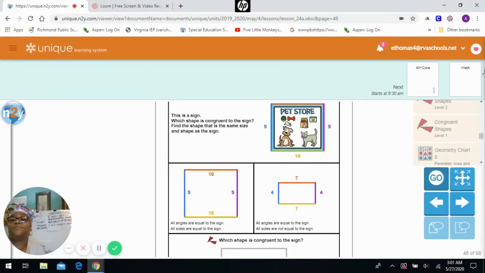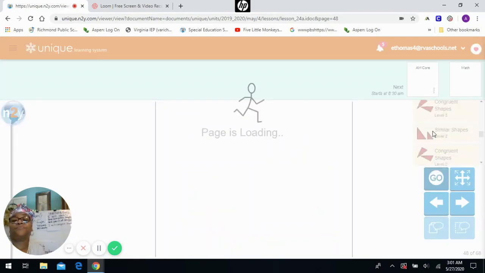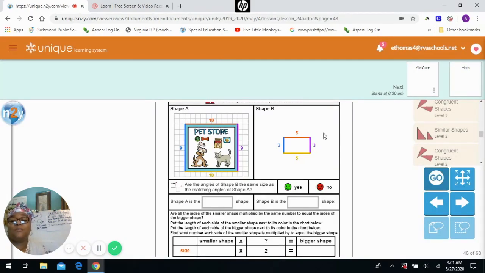Let's do this one. Wait a minute. Where is it? Where's my similar shapes? There we go. All right, let's go over similar shapes.